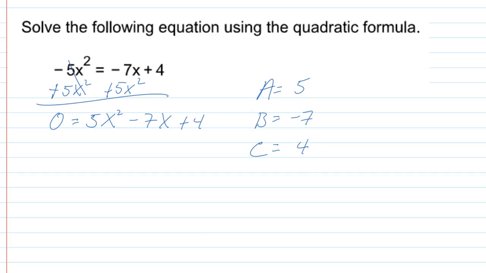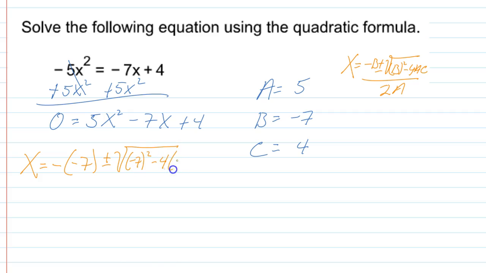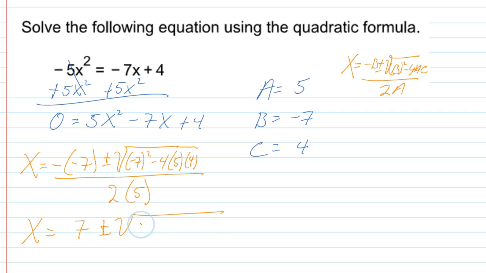Remember, the quadratic formula is x equals negative b plus or minus the square root of b squared minus 4ac, all over 2a. Remember to use parentheses whenever you're substituting, and that it is all over that denominator. Then go ahead and simplify. Remember, a negative times a negative gives you a positive, so we have a positive 7 there. Negative squared is also a positive, so we get a positive 49.